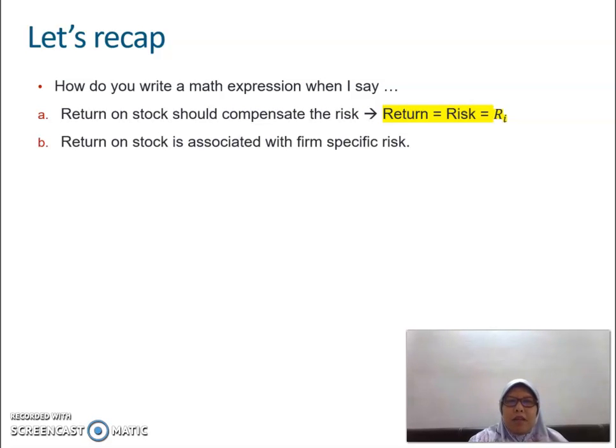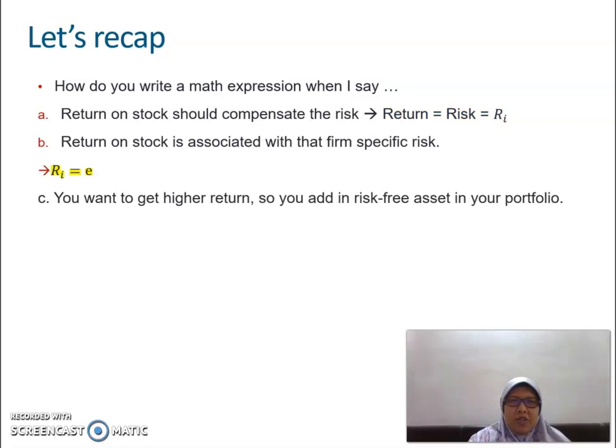write a math expression when I say return on stock is associated with firm specific risk. Return on stock is associated with specific risk. You do it? Let's check. So your math expression should be RI equivalent to E. No longer variance. It's E. Okay.